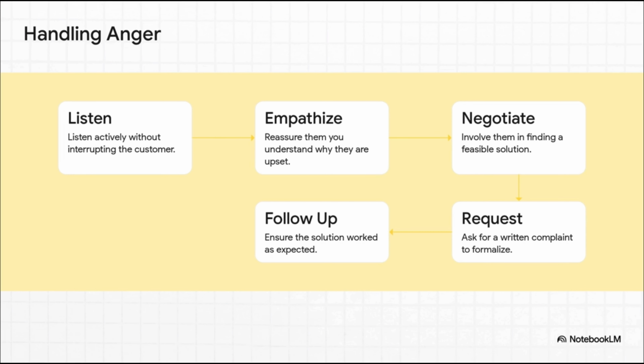Validation is key here. Step 3, negotiate a feasible solution, but make sure you involve them in that process so they feel a sense of ownership. Step 4, request a written complaint via email. This formalizes their grievance and actually helps them logically process the event. And finally, Step 5, follow up later to ensure the solution actually worked. If you want the golden rule of customer service, it's this: always underpromise and overdeliver.